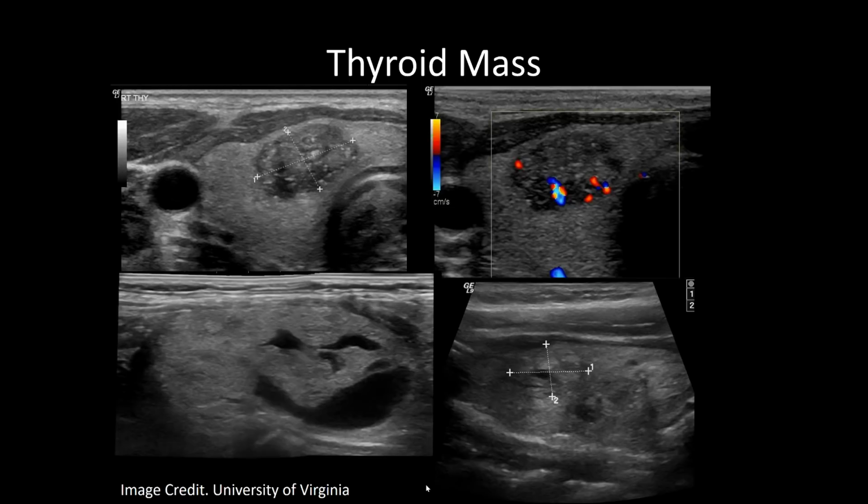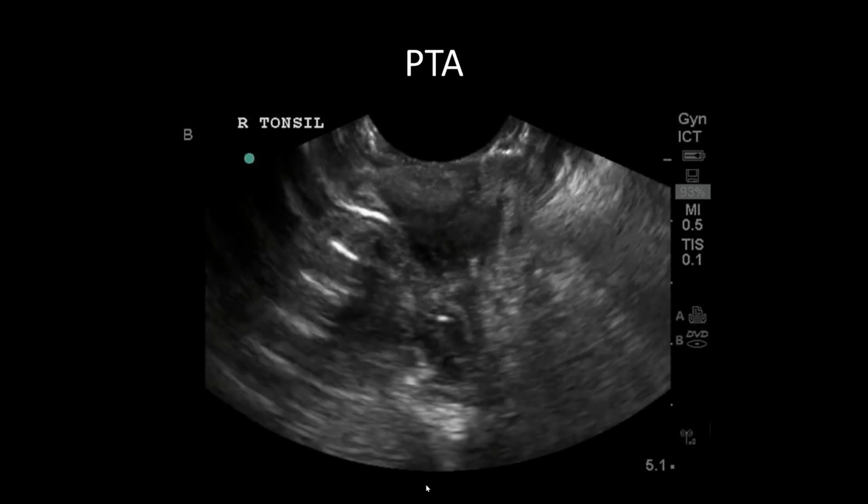Here are some examples of various thyroid masses. If you encounter these while scanning your fellow students, please get one of the ultrasound faculty to do a confirmatory scan and arrange for follow-up as necessary.